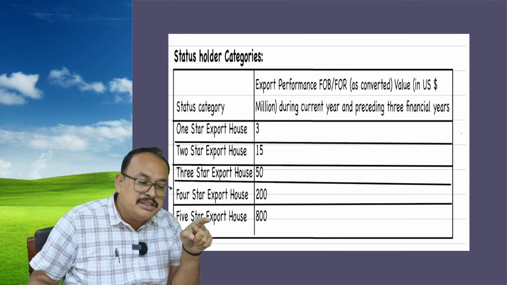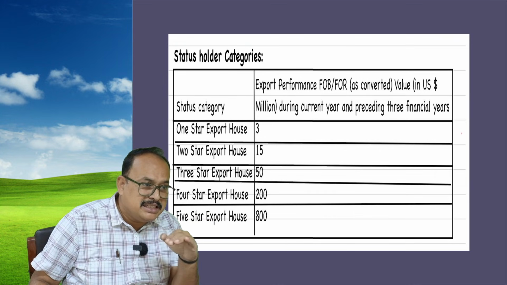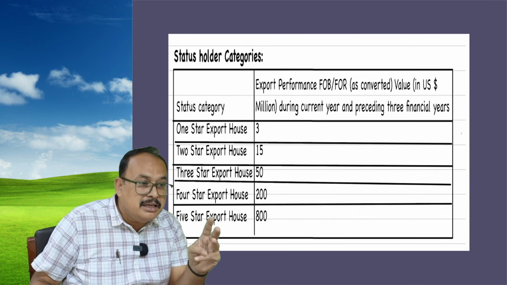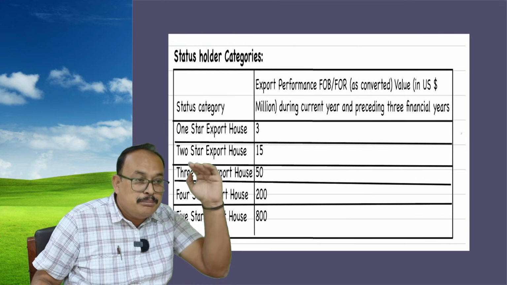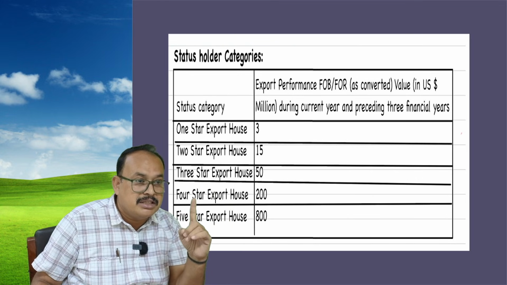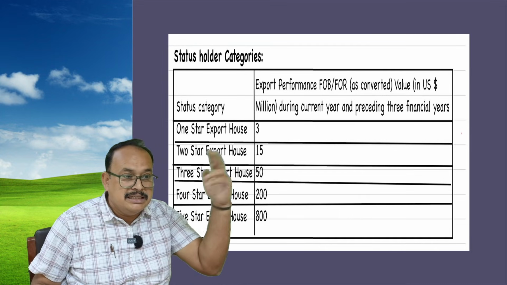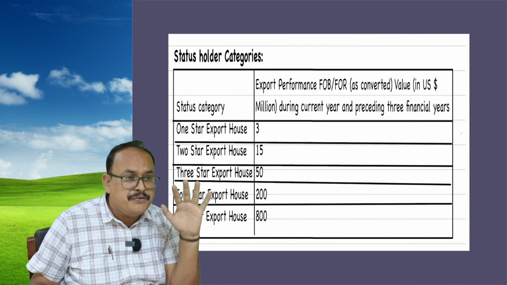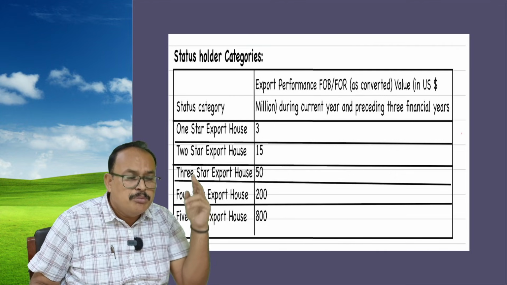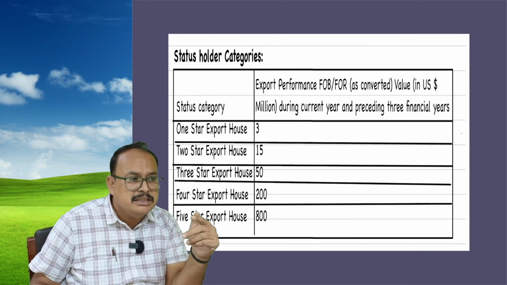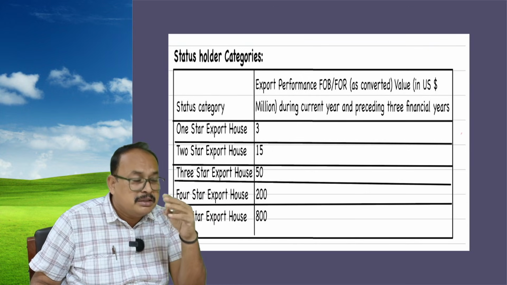So first stage, $3 million and above, but below $15 million, 1-star. $15 million and above, but less than $50 million, 2-star. $50 million and above, but less than $200 million, 3-star.